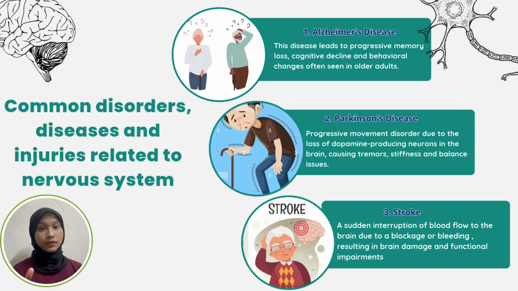I take 5 examples. The first one is Alzheimer's disease. This disease leads to progressive memory loss, cognitive decline, and behavior change, often seen in older adults. Second is Parkinson's disease, a progressive movement disorder due to loss of dopamine-producing neurons in the brain, causing tremors, stiffness, and balance issues. The third, stroke, a disease that we are familiar with: a sudden interruption of blood flow to the brain due to blockage or bleeding, resulting in brain damage and functional impairments.